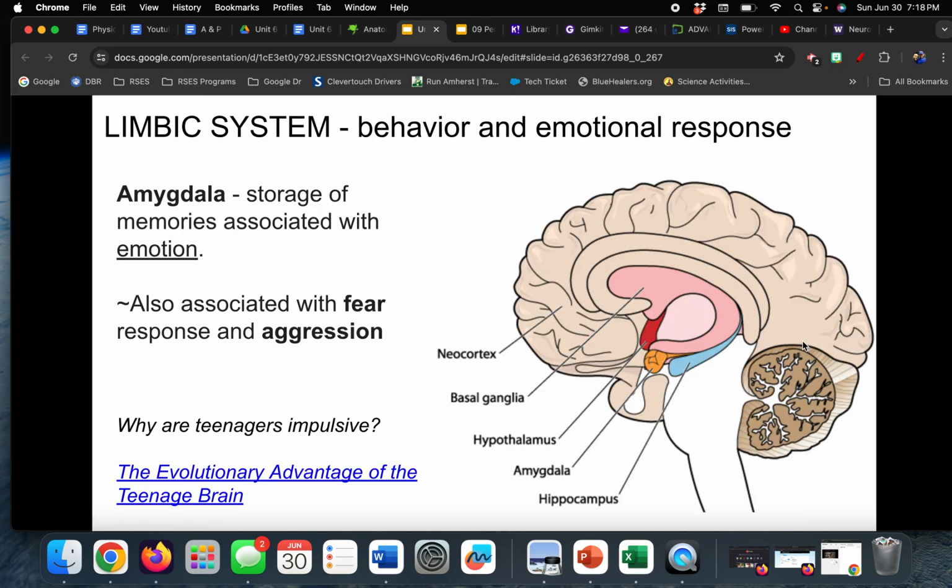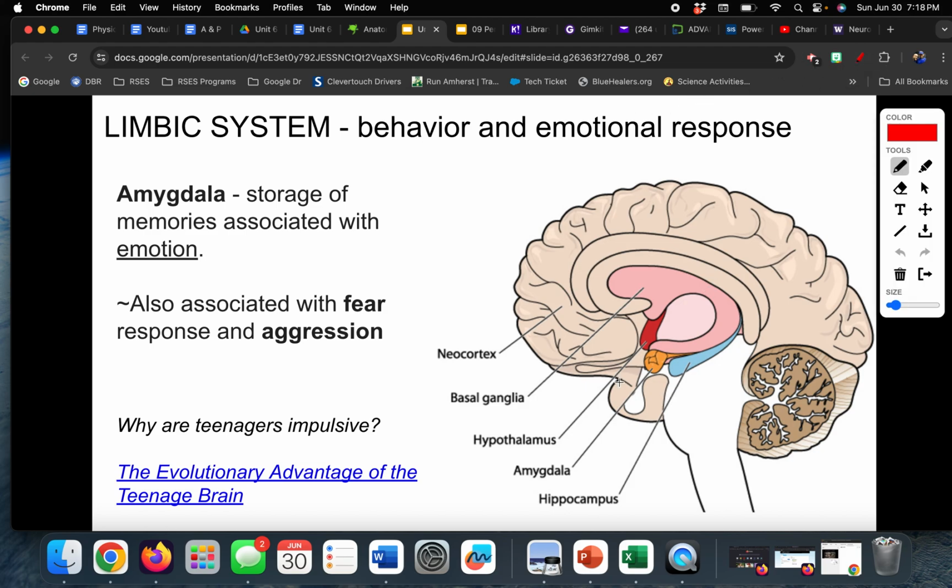Last part of our second set of notes, the limbic system. This is part of our brain that's responsible for behavior and emotional response. And one of those parts of this brain, you're not going to have to label it because it's kind of small and hard to find here, but is the amygdala. This part of the brain is responsible for storing memories that are associated with emotion. So things that made you really happy or sad or mad. Also, it's associated with fear response and aggression.